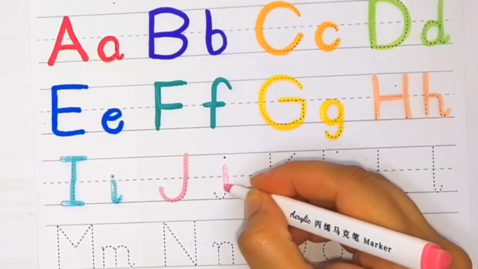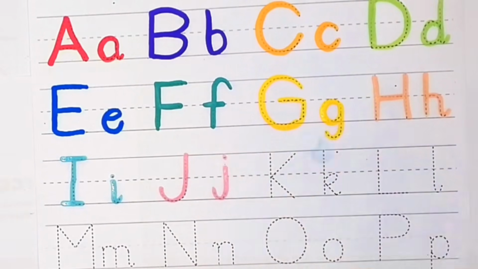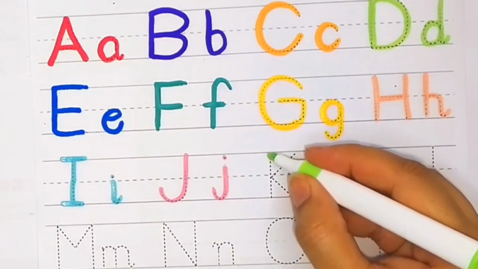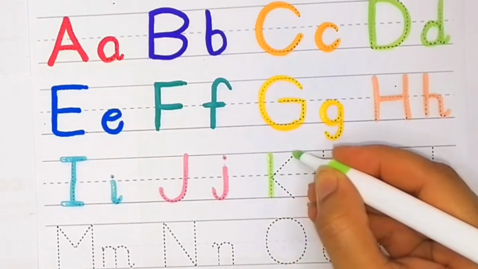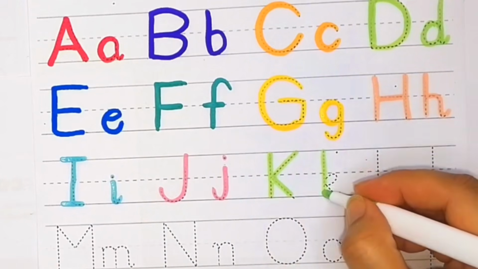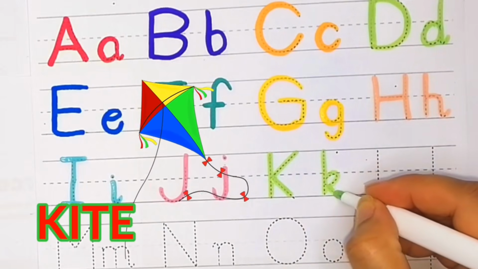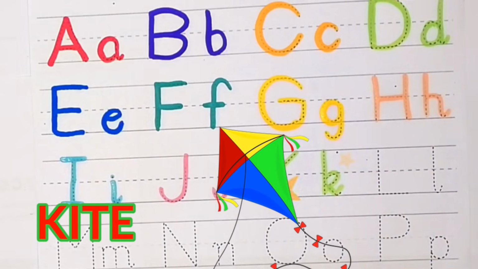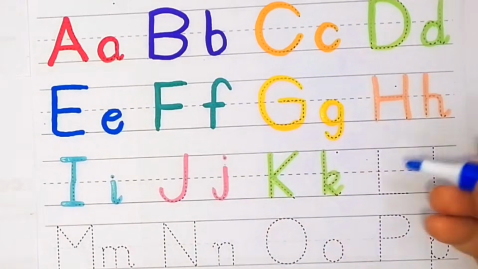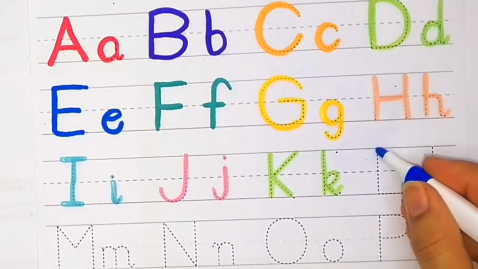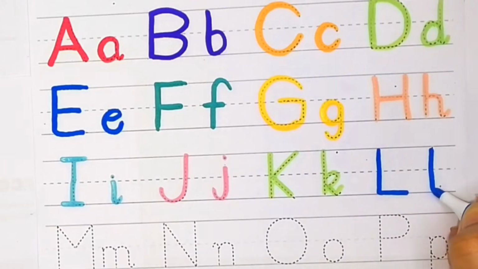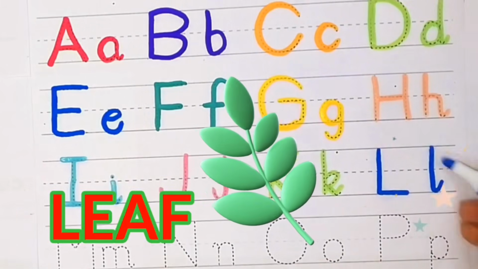Capital J, small j for jug. Capital K, small k for kite. Capital L, small l for leaf.